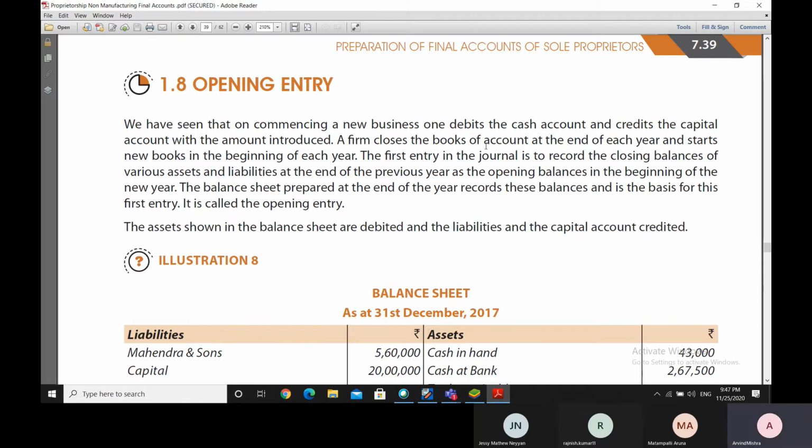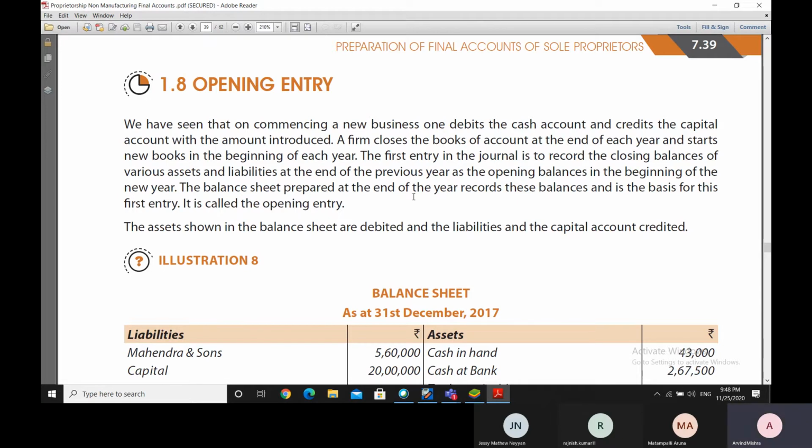At the end of each year, the books are closed and new books are started in the beginning of every year. Whenever new books are started, the first entry in the journal is to record the closing balances of the assets and the liabilities at the end of the previous year, and these are recorded as the opening balances at the beginning of the new year.